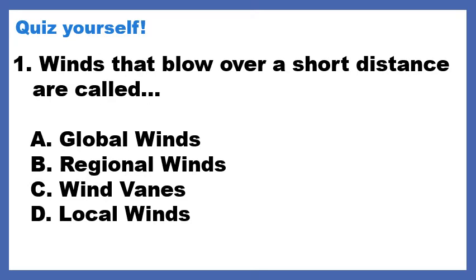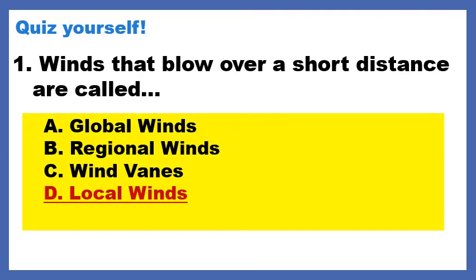Let's get rid of some answers. Guys, wind vanes are an instrument or tool that we use to measure the direction of winds. Remember, they always have a rooster on top of them? So it's not wind vanes. Let's also get rid of global winds because, think of the globe, or excuse me, global, think of a globe. A globe is super big. I don't think if you're a global wind, you're going to blow over a short distance. So the correct answer is local winds.